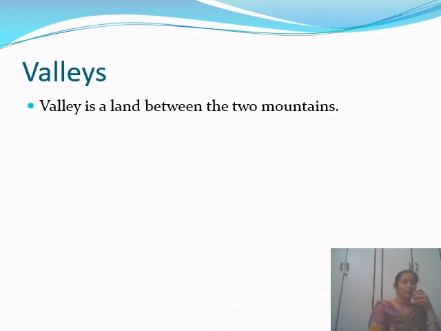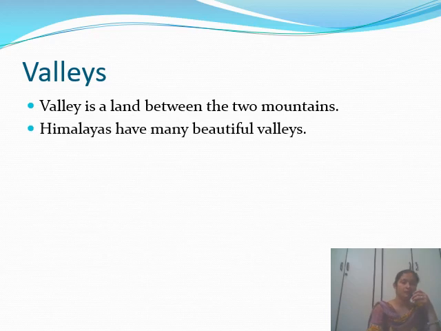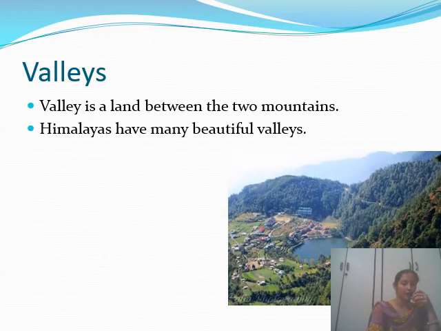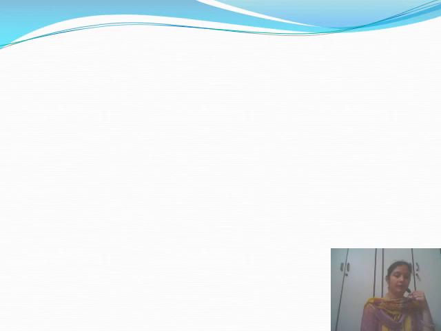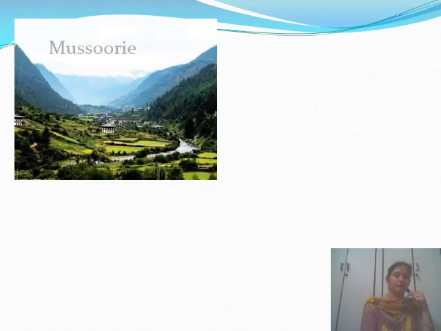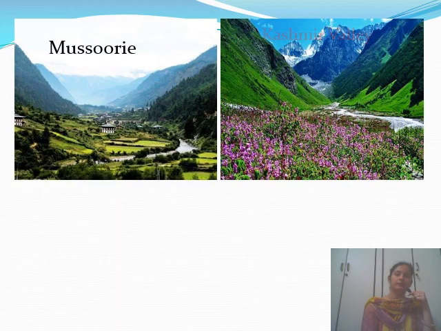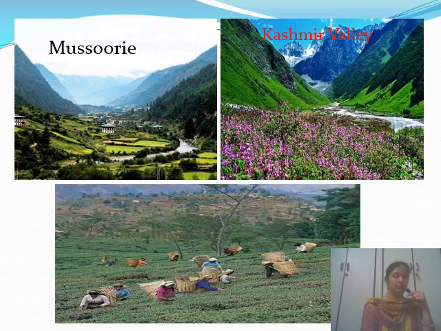Valleys. A valley is a land between two mountains. The Himalayas have many beautiful valleys like Nainital Valley, Shimla Valley, Mussoorie Valley, Kashmir Valley, and tea gardens in Darjeeling.